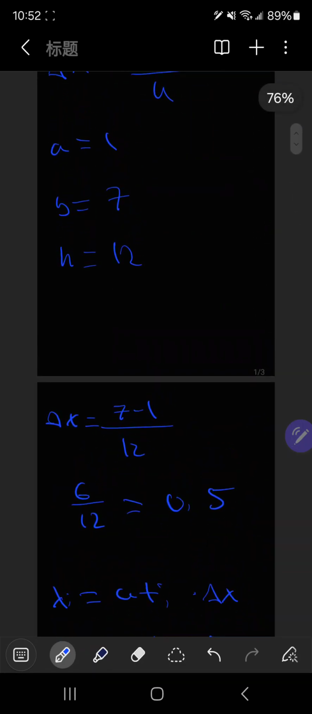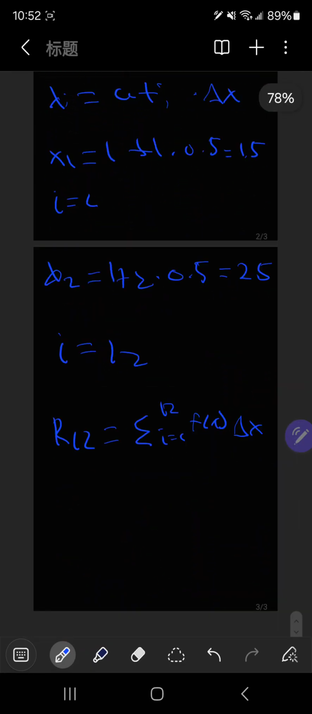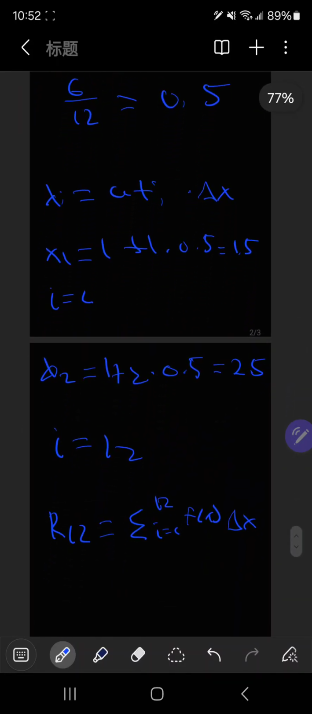But I don't know what to do from here. If you guys can help me, I'm kind of confused.